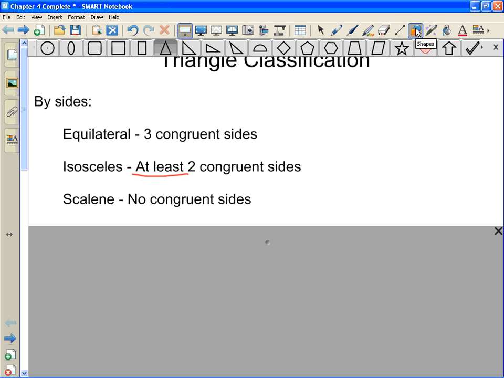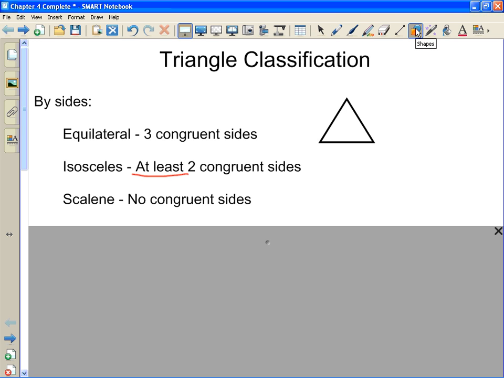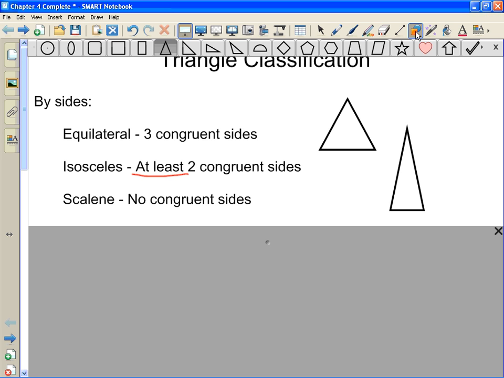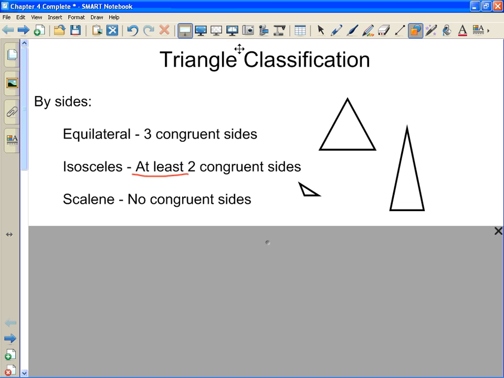So let me just show you a few of these. So equilateral, it's going to look something like this. Three congruent sides. Isosceles, I have two congruent sides and one side that's not congruent. And scalene, it's going to look something like that. That would be scalene.